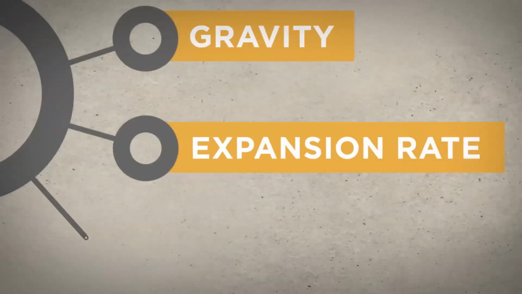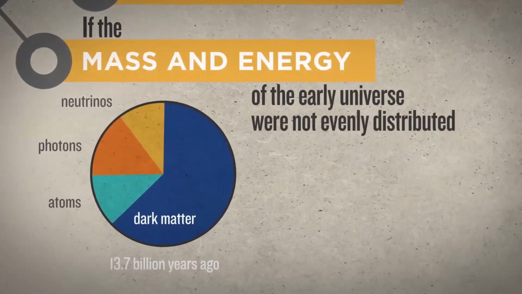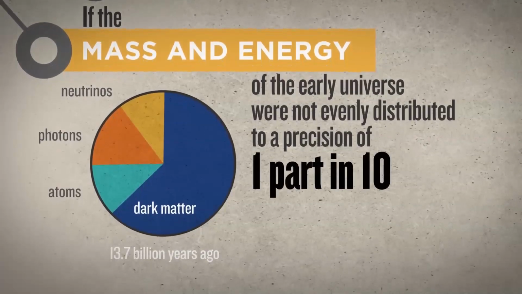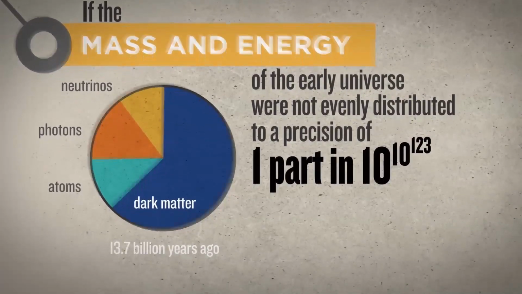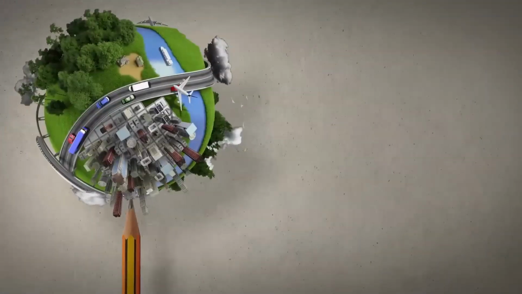Or another example of fine-tuning. If the mass and energy of the early universe were not evenly distributed to an incomprehensible precision of 1 part in 10 to the 10 to the 123rd, the universe would be hostile to life of any kind. The fact is, our universe permits physical, interactive life only because these, and many other numbers, have been independently and exquisitely balanced on a razor's edge.